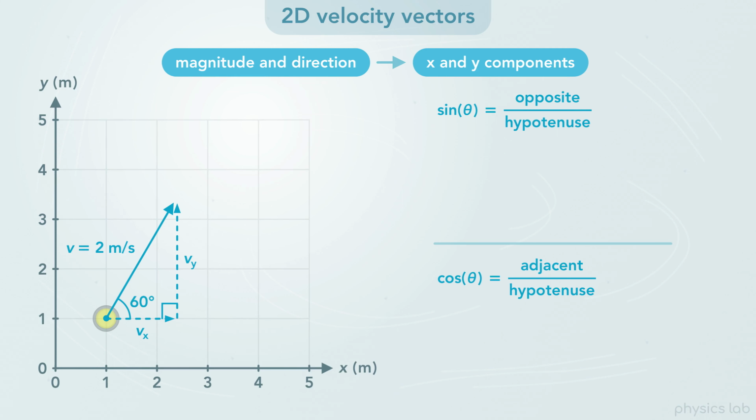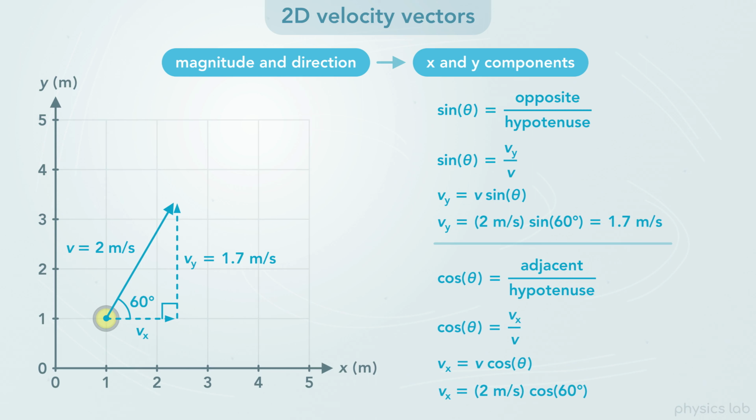Sine of theta equals the opposite side divided by the hypotenuse. Vy is the opposite side from the angle, and v is the hypotenuse. If we rearrange this equation, Vy equals v times the sine of theta. If we plug in 2 meters per second for v and 60 degrees for theta, we find that Vy is 1.7 meters per second, as long as our calculator is set to degrees instead of radians.